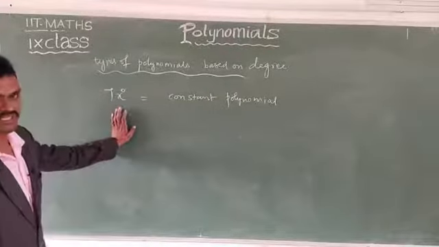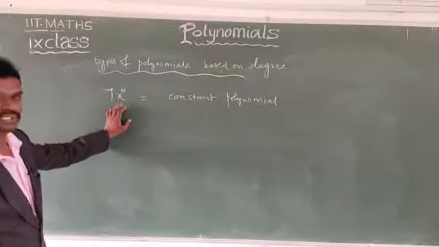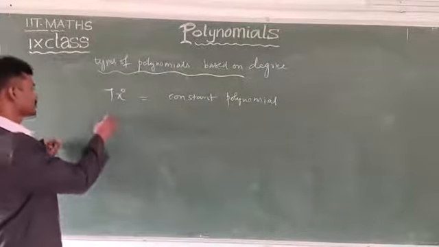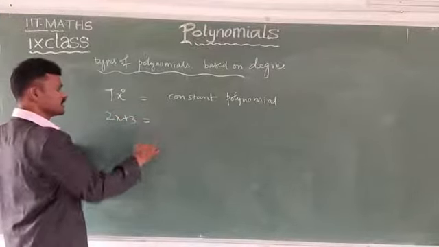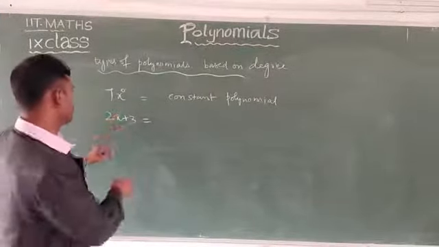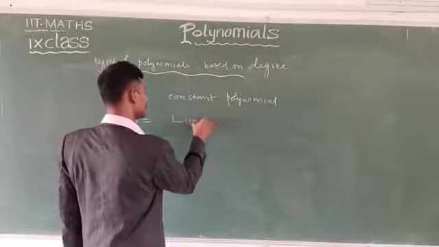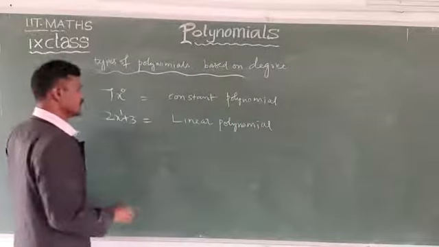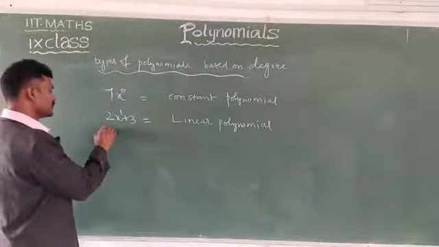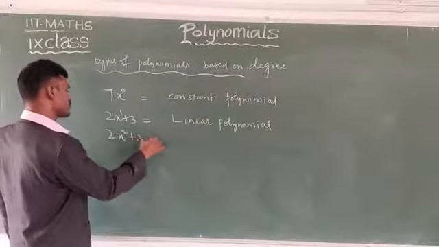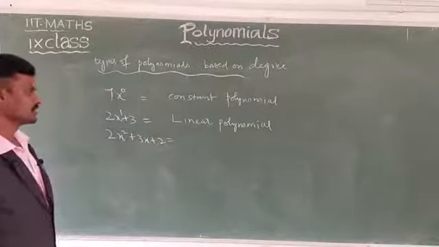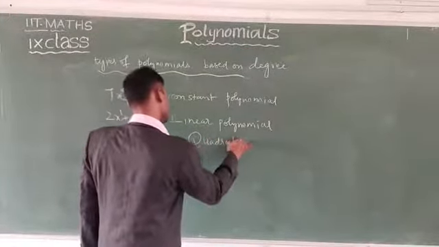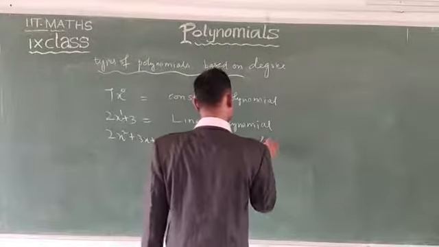Here constant polynomial means a polynomial whose degree is equal to 0. That polynomial is called the constant polynomial. And if its degree is 1, like 2x plus 3, this degree is 1. Then this is called the linear polynomial. Here degree 2 means, here 2x square plus 3x plus 2. Degree is 2. This is called the quadratic polynomial.